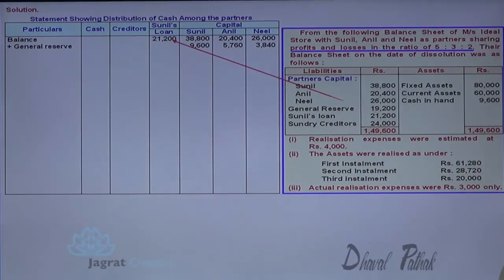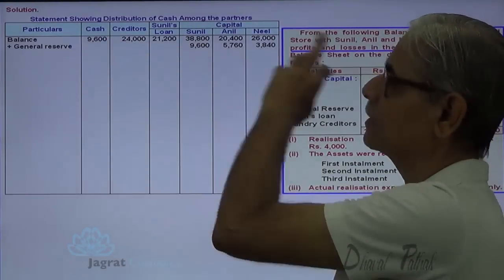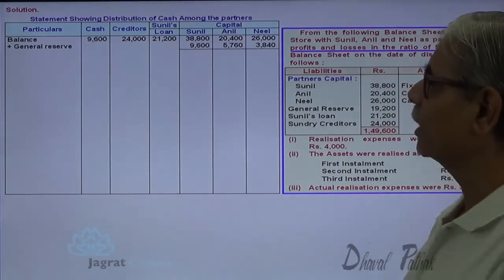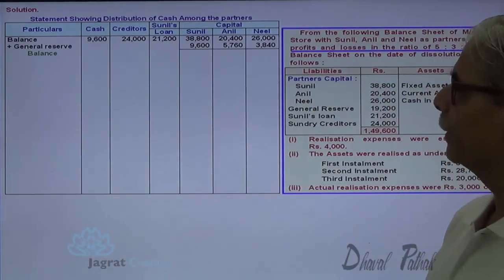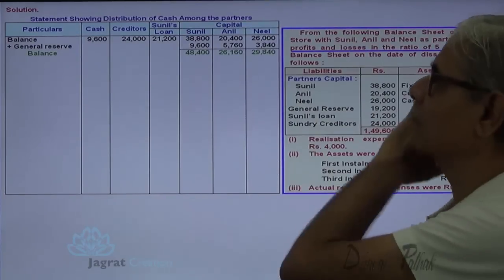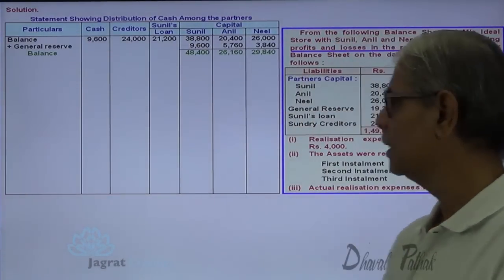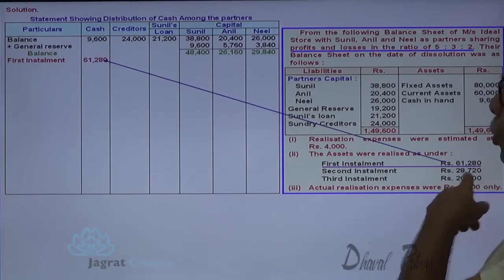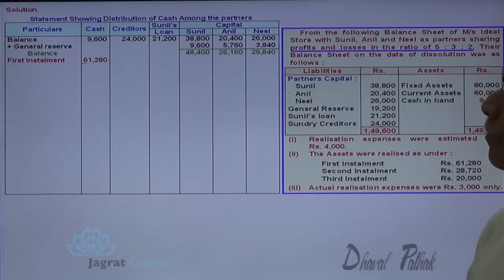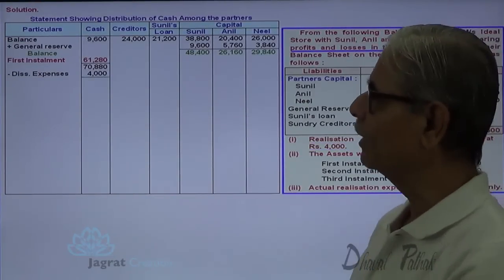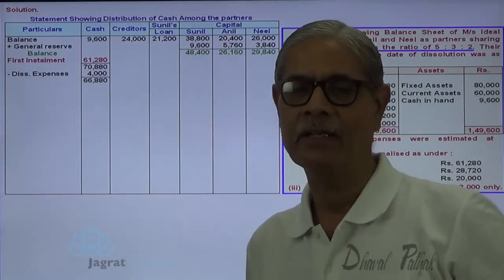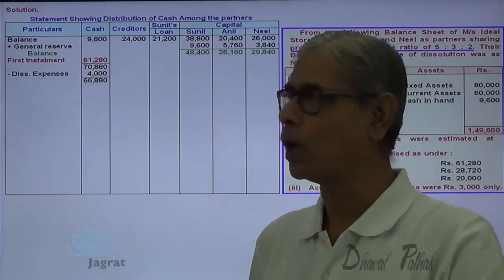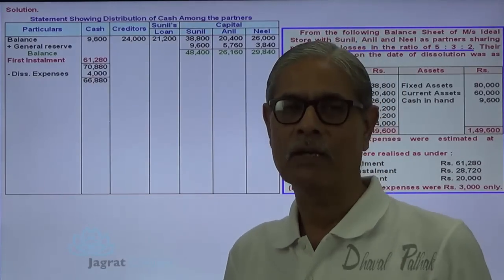Over and above, Sunil's loan is payable, creditors and cash column. These are the balances recorded. This is the distribution of general reserve. So after adding this general reserve, this is the redeemable capital at the time of dissolution of a partnership firm. Now, first installment, 61,280 added to the cash balance. From that I keep aside 4,000 rupees for expenses. So amount available for distribution, 66,880. First payment will be made to outsiders, that is the creditors of 24,000 need to be paid.